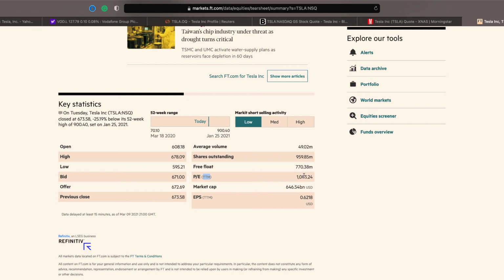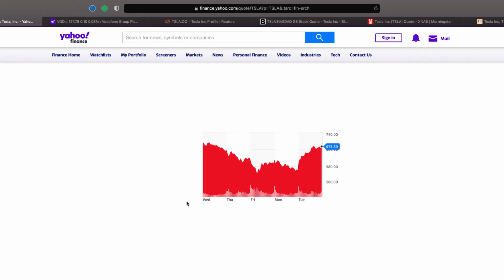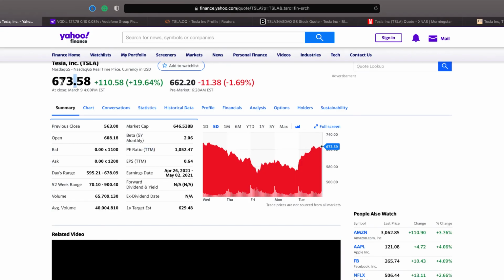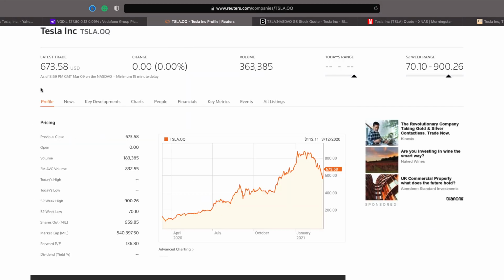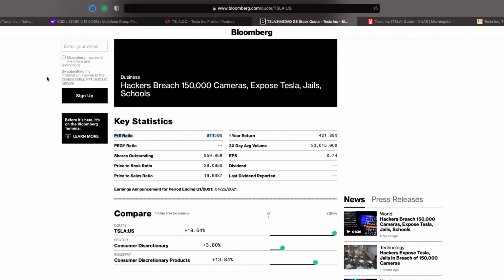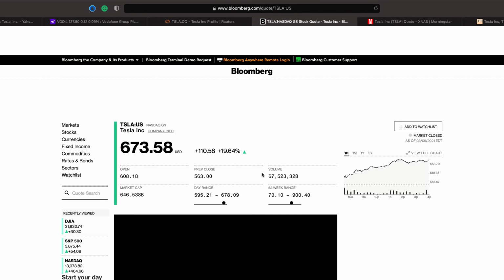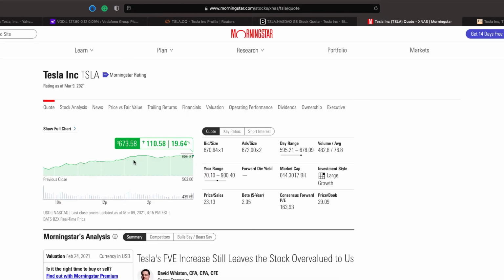Now, they have to use the same stock price because that's the same thing. We can't really debate on that. We can debate on whether we should go for quarterly data or monthly data or daily data, but we can't debate on the stock price, right? 673.58. That is the same thing across the board. So if there's one thing they can all agree on, it's the closing stock price, 673.58.